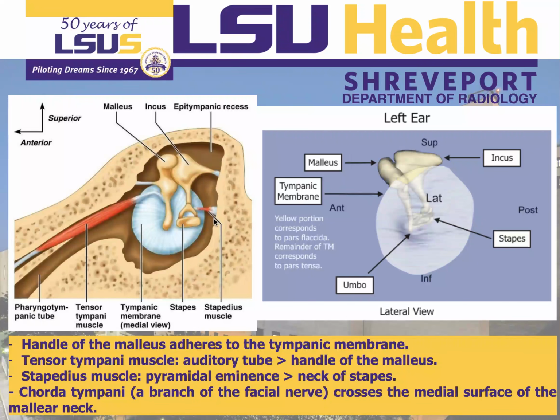Okay? Here you can also see the smallest muscle of our body. This is the stapedius muscle. It arises from the pyramidal eminence and attaches to the neck of the stapes. Okay? The stapes is the smallest bone in our body.